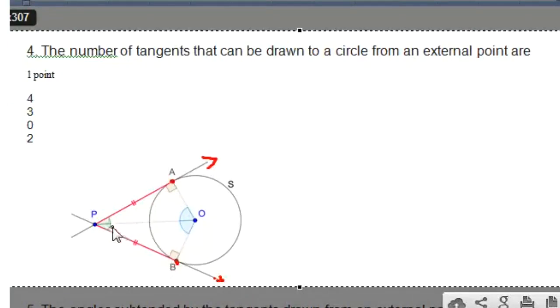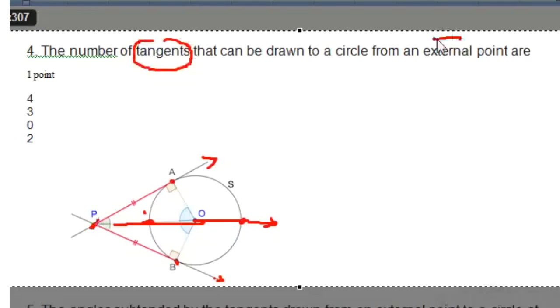So you have to make a note, students. Here PO is not a tangent, because if I extend this PO, it is touching the circle at 2 points. If a line touches the circle at 2 points, it is not a tangent, we know. Here in the question it's clearly mentioned the number of tangents drawn from external point. P is an external point. How many tangents are possible? So now you can easily make out PA is one tangent, PB is another tangent. So the correct option is 2.